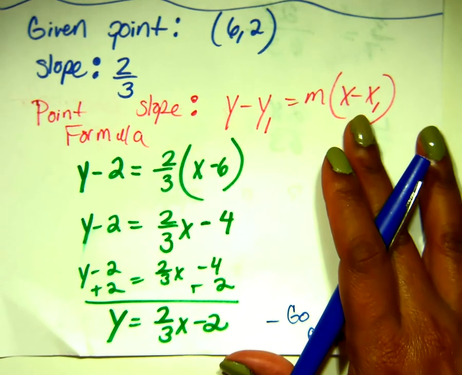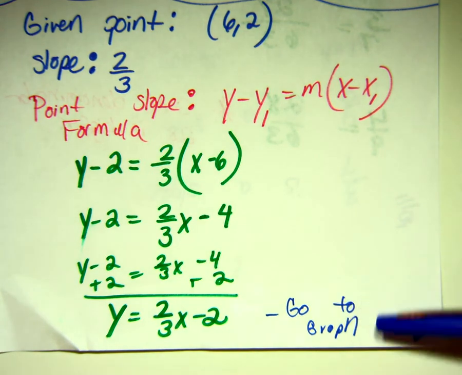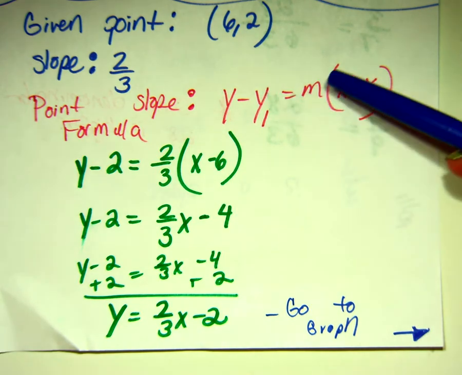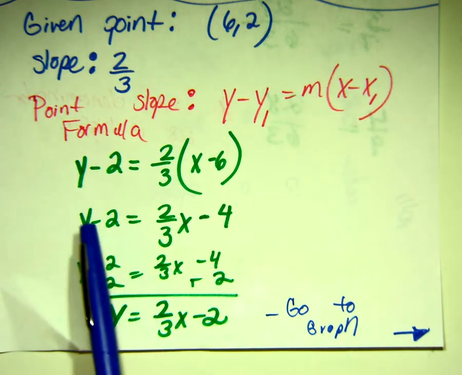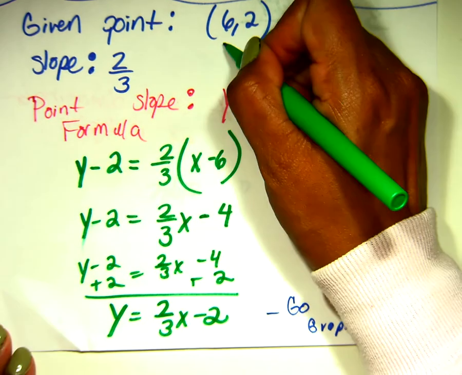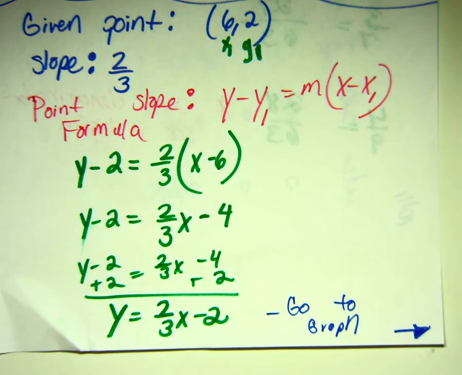So we had a given point of (6, 2), and then we had a slope of 2/3. I've already shown you how to do the graph. When I say go to the graph, we've already done that. So I'm going to use the point-slope formula, which is y minus y1 equals m times x minus x1. For clarity purposes, let me label the points: that's x1 and y1. Substitute your values in for x1 and y1.